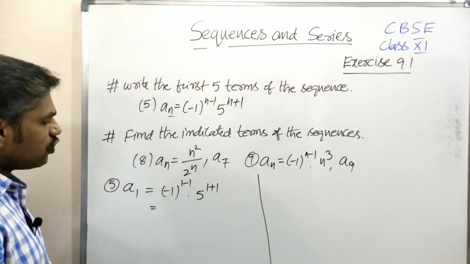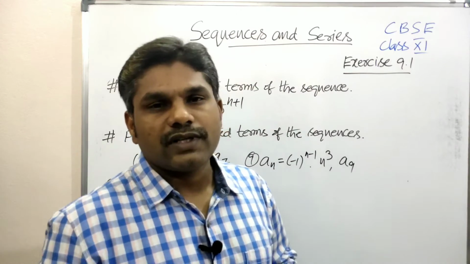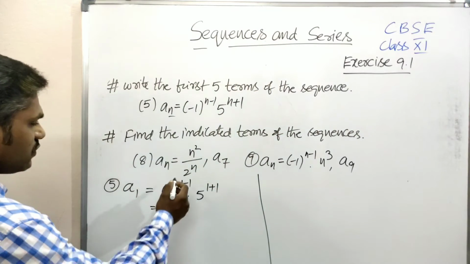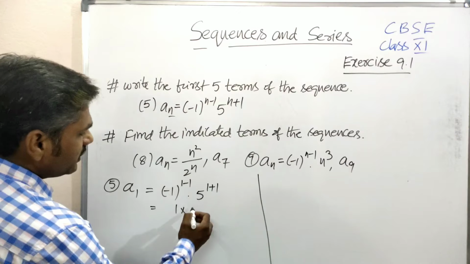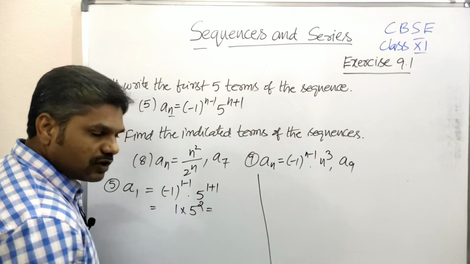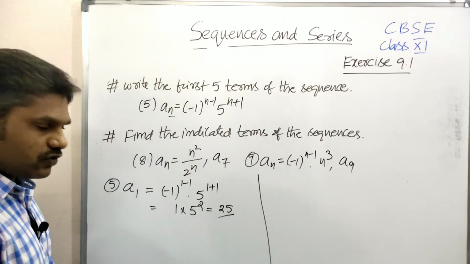See, (-1)^0. Anything to the power 0, except 0 to the power 0, is 1. Therefore (-1)^0 is 1. 1 into this will become, 1 plus 1 is 2, so 5 squared, which means 25. So 25 into 1 will become 25.